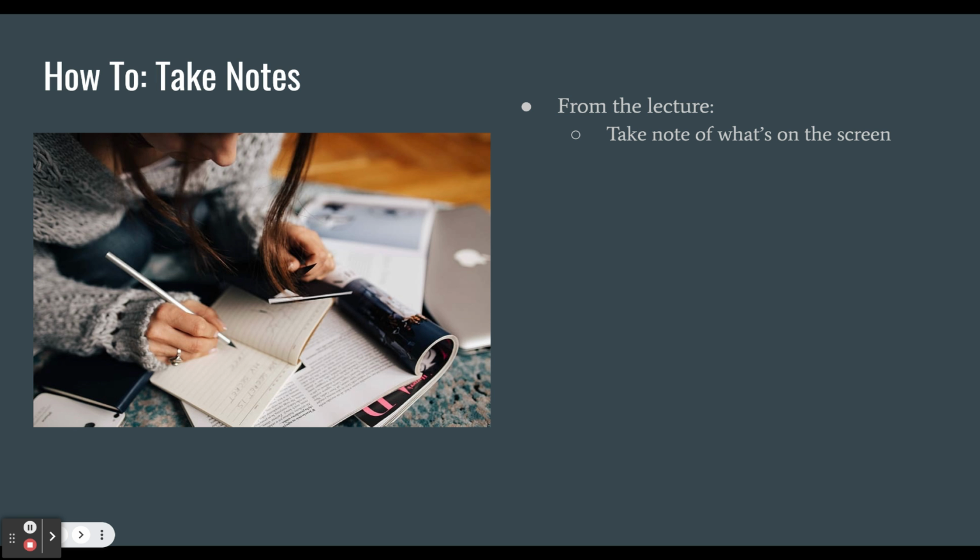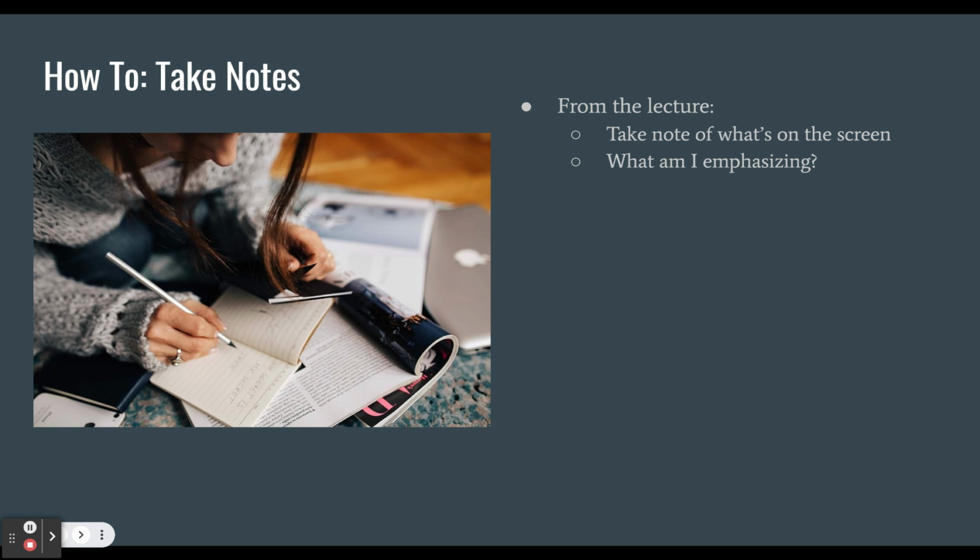So when you play the lecture, first of all, take note of what is on the screen, right? The terms that I have highlighted on the screen are important. Make note of that. But make sure that those aren't the only things that you have written on the screen. Pay attention to the things that I'm emphasizing.